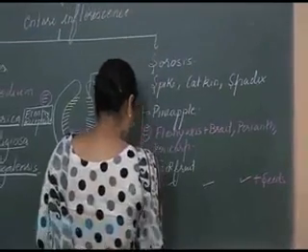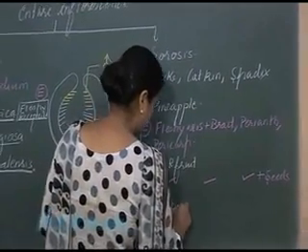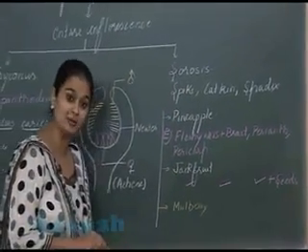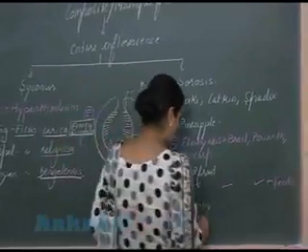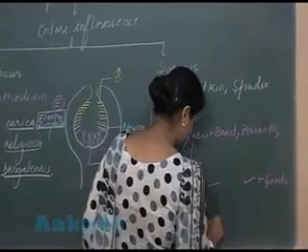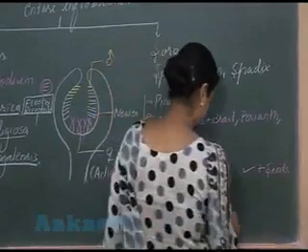Now, the last example I am citing here is mulberry, that is Morus alba. In the case of Morus alba, the part which is edible is the fleshy axis and succulent perianth.